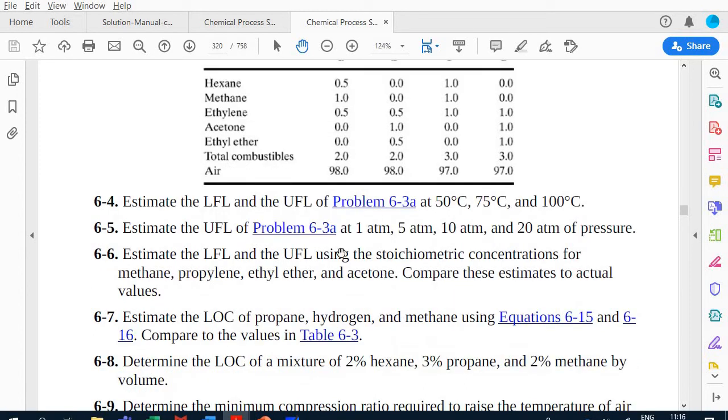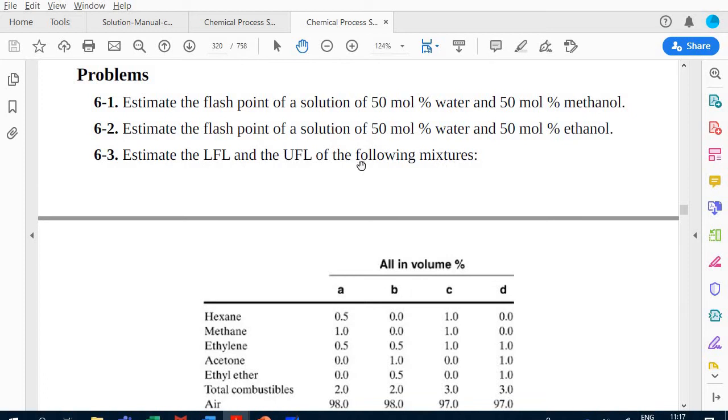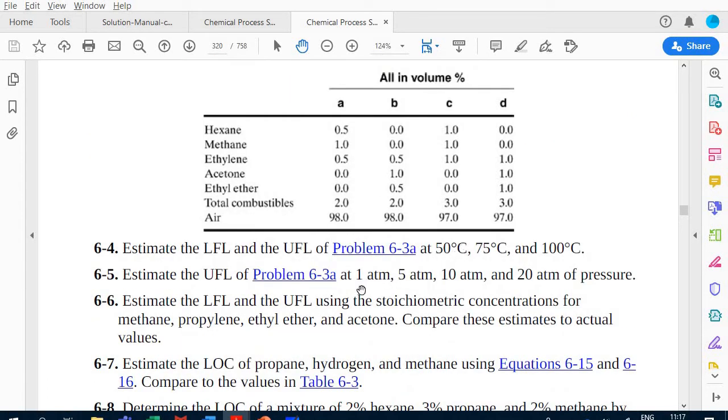Now for 6.5, again another training question, it tells us to estimate the upper flammability limit of the mixture of problem 6.3a, the one we solved, at 1, 5, 10, and 20 atmospheric pressure. So let's do the one at 1 atmospheric pressure. What was the initial pressure? In problem 6.3a, we already said that it was at 25 degrees and 1 atmospheric pressure. So definitely at 1 atmospheric pressure we will have no change because it's the same pressure. So we mainly go to 5 atmospheric pressure and see what goes on there, right?